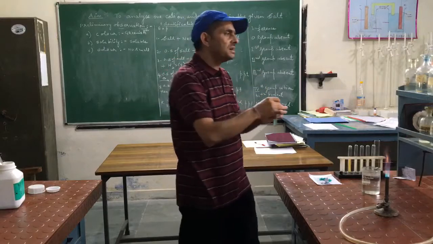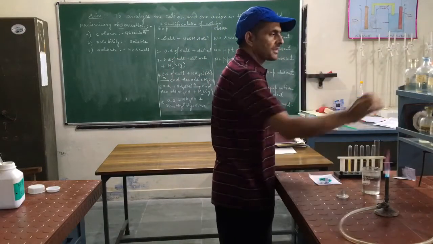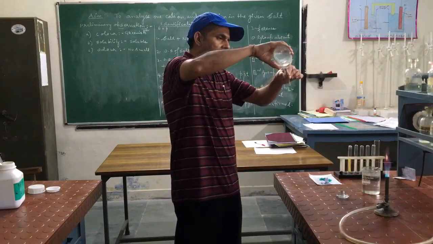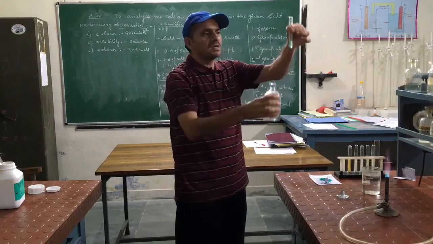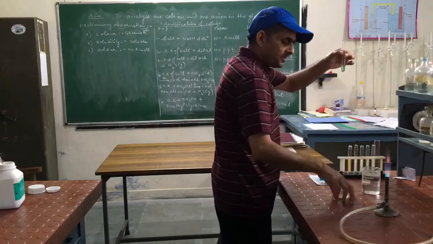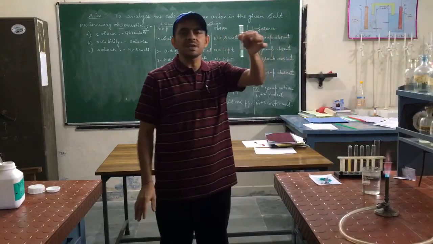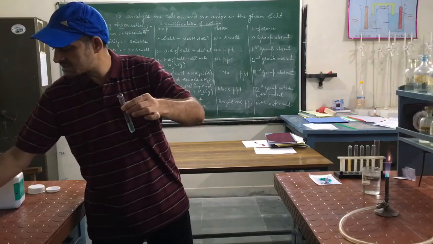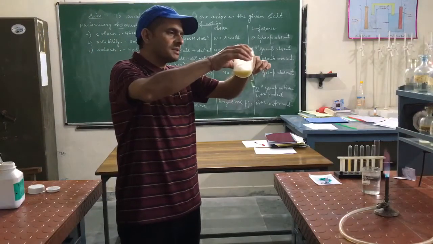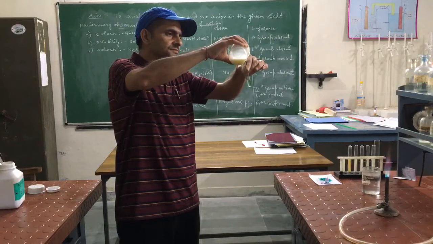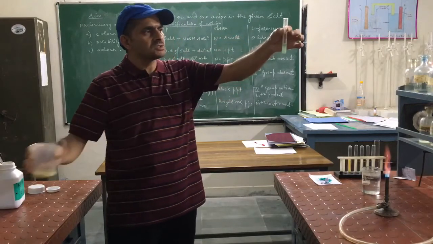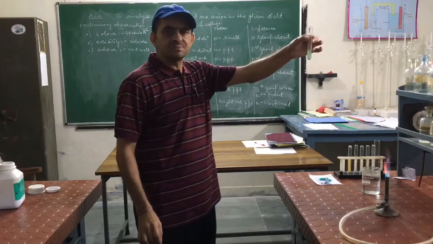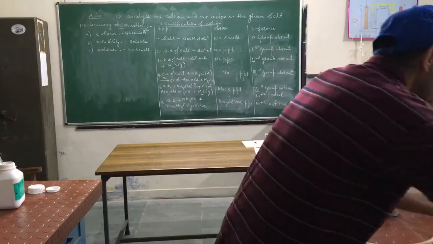Original solution is made. Now in this original solution, I am going to add first group reagent HCl. I have added HCl. You see, there is no PPT. No PPT means first group is absent. Now in the same solution we will add H2S solution. Still there is no PPT, no black PPT is formed. It means that second group is absent. Okay. Now let us move on to third group.